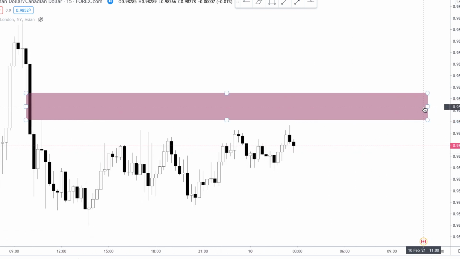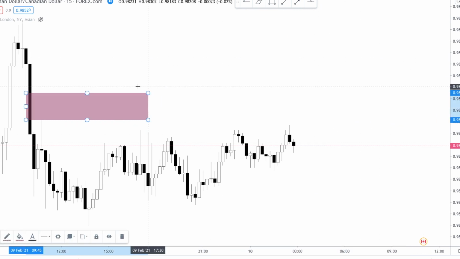Now, I'm going to drag my imbalance all the way across the screen. Why? Because when I put my entry tool, because this trade obviously didn't execute yet, my entry tool is going to be over here. So make sure you're not dropping your imbalance over here and then planning your entry over here when there's already price underneath your entry.